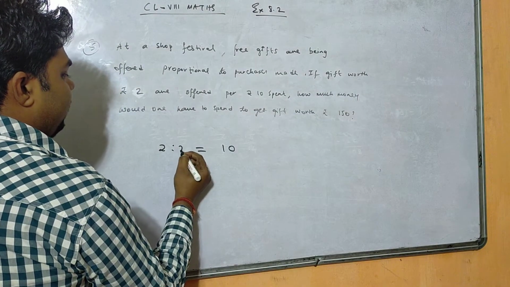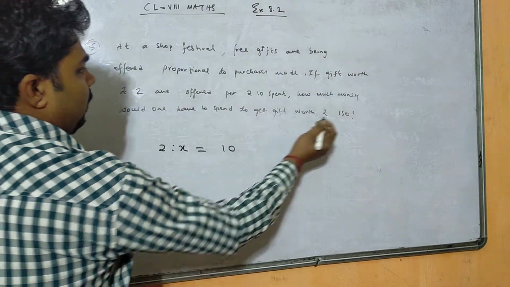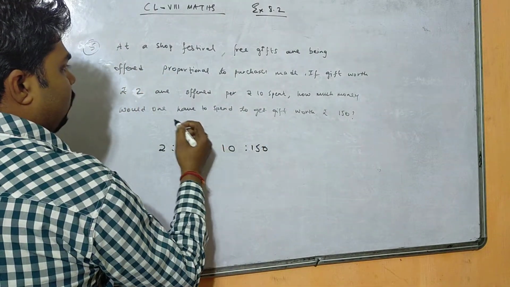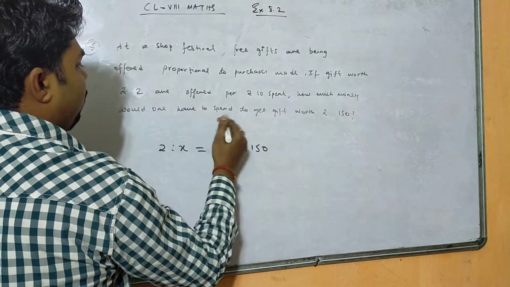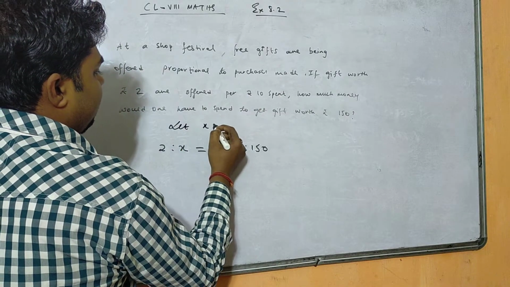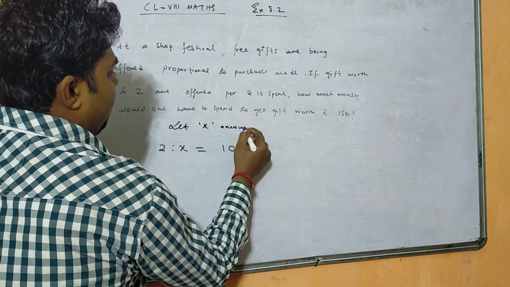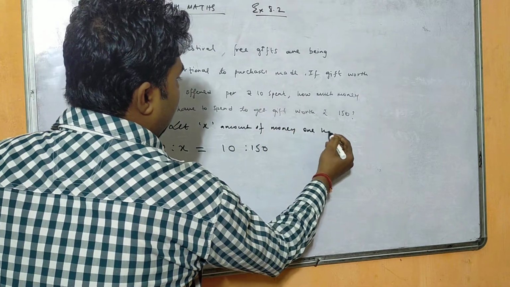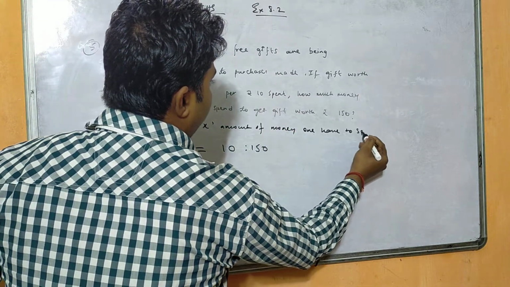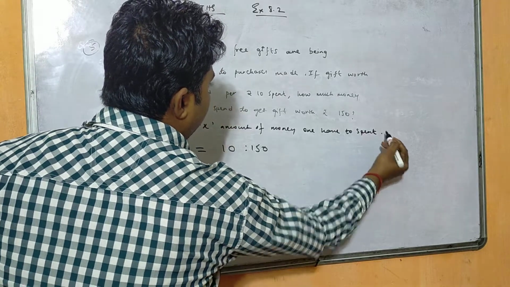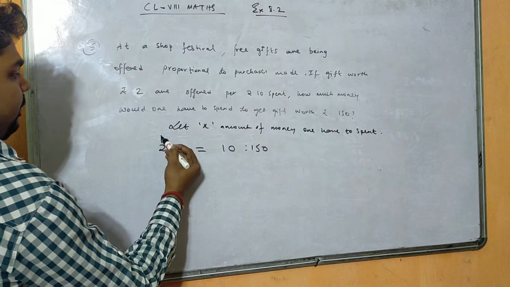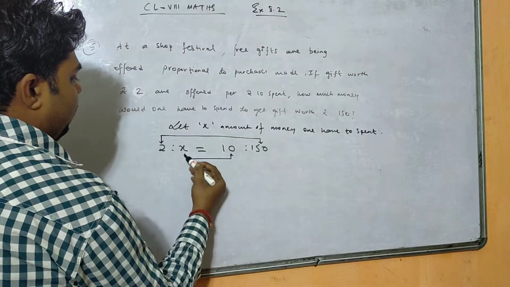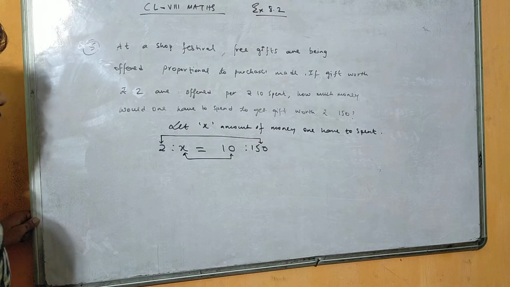Let us consider x the money one has to spend to get a gift of 150. So how much money would one have to spend? Let x be the amount of money one has to spend. Now we will multiply, same as how we solved the previous question.